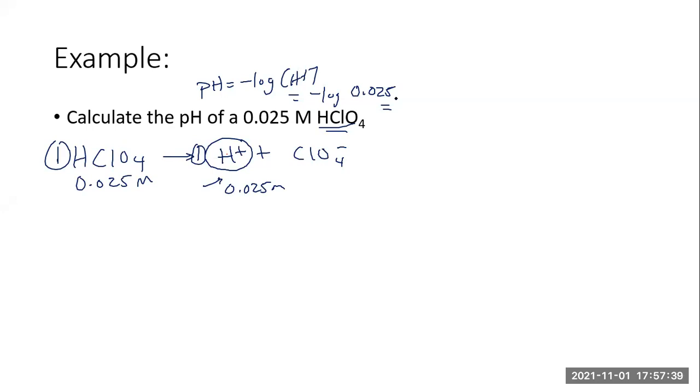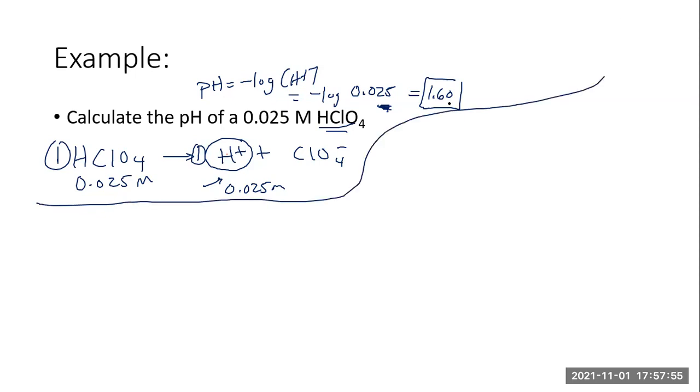1.60 looks good. And that again would be an acidic pH, which is what we would expect here since this is an acid. Any questions on that one? Now, what happens if we have, say, a strong base like sodium hydroxide and we wanted the pH of 0.025 molar sodium hydroxide? It would work the same way.